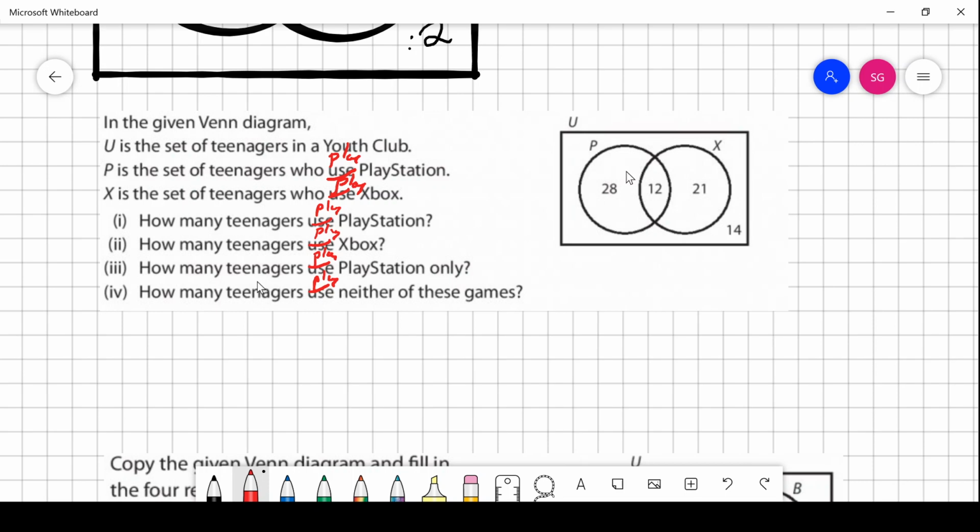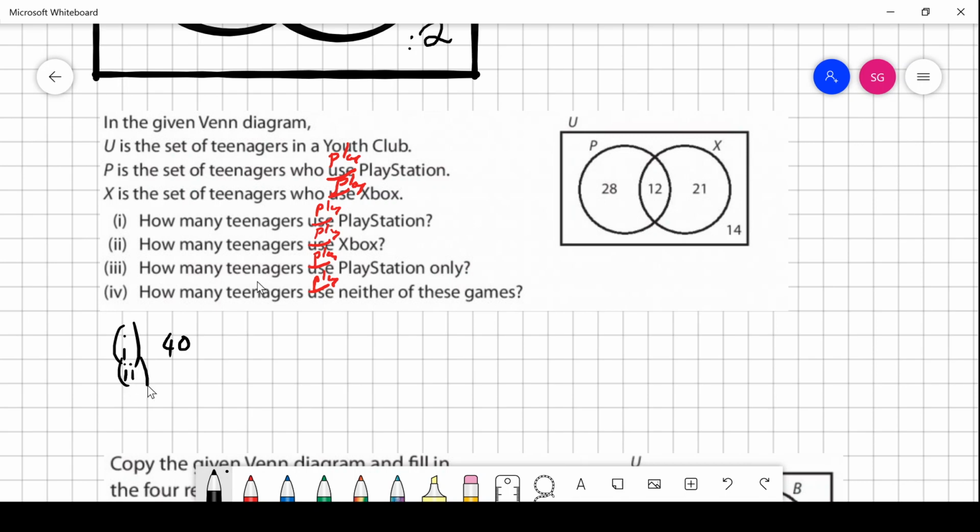Now, some people would look at this and instantly just give 28. 28 is the total number of teenagers who only play PlayStation. But you have to include the ones who play both, right? So 28 plus 12. That's going to be 40.